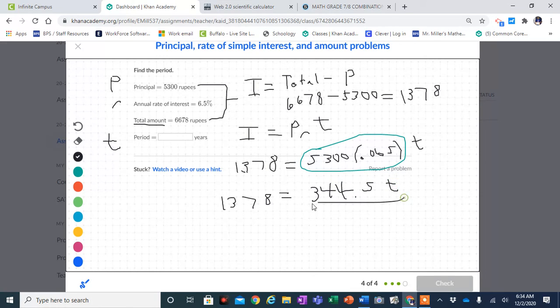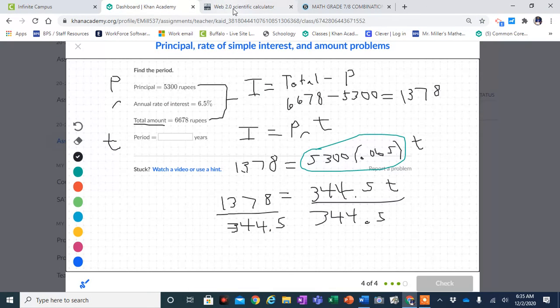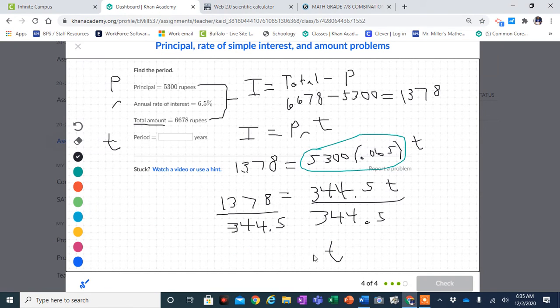times t. Then we need to divide both sides by 344.5. So 1,378 divided by 344.5. And we get 4. So that means that your value of t is equal to 4 years.